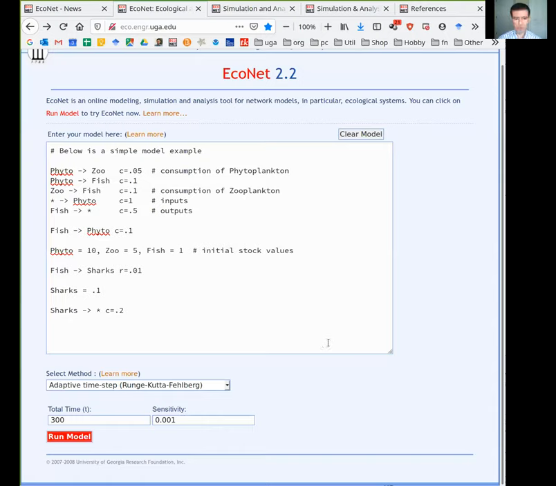I do not want to spend too much time on this, but would like to answer more questions. So here are the methods that you choose. And if you choose, let's say, stochastic, so adaptive step size. So this is the adaptive one, it's total time, and sensitivity is basically how accurate you want your solutions to be. And it is a proportion of the actual values.